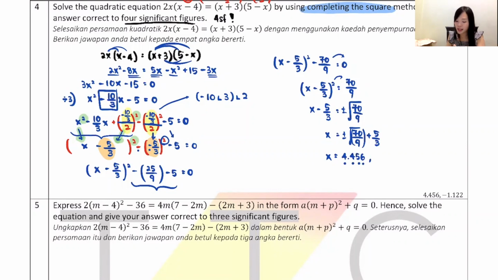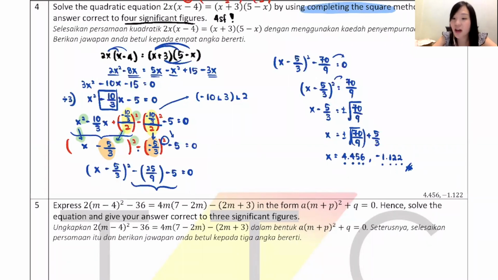Next one, negative square root. Press the negative. Negative square root bracket 70 over 9 plus 5 over 3. I guess I'm getting negative 1.122. No need to go further because I want 4 significant figures. Just like that, I got the answer.